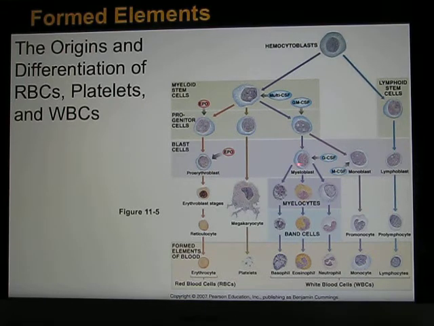Your white blood cell comes from a stem cell differentiated into different kinds of white blood cells. I won't test you on this part, so don't worry about it. And this tells you there are 5 different kinds of white blood cells.